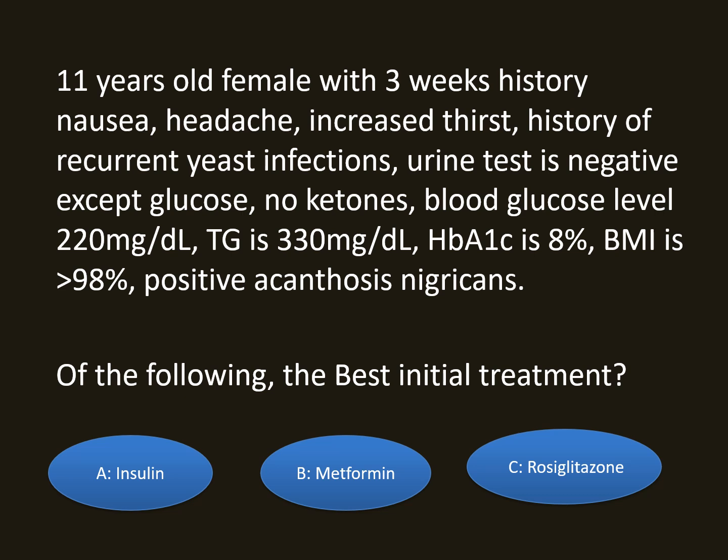rosiglitazone? This is a classic presentation of type 2 diabetes mellitus with random blood sugar less than 250 and hemoglobin A1C less than 9, and the patient also shows obesity and positive acanthosis nigricans. So the best treatment for type 2 diabetes mellitus in this case is metformin. Also, the patient does not have ketones in urine, so there is no ketoacidosis.